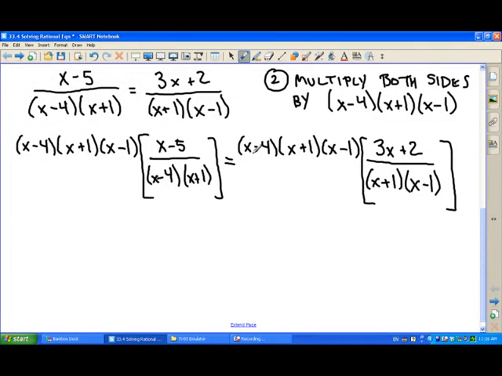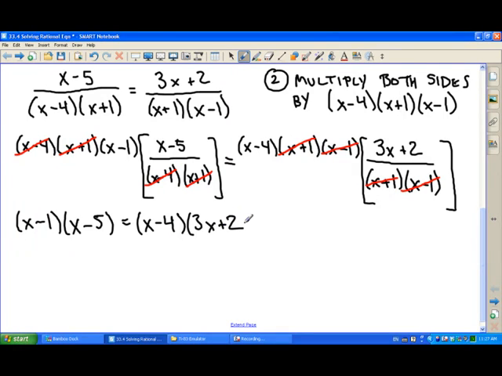So again, once I've multiplied both sides by this common denominator, I can see that I have some factors on the left-hand side and the right-hand side that can be canceled out. So canceling out those factors really simplifies this equation that we're working on. So now on the left-hand side, we're left with x minus 1 times x minus 5, and that's equal to x minus 4 times 3x plus 2.